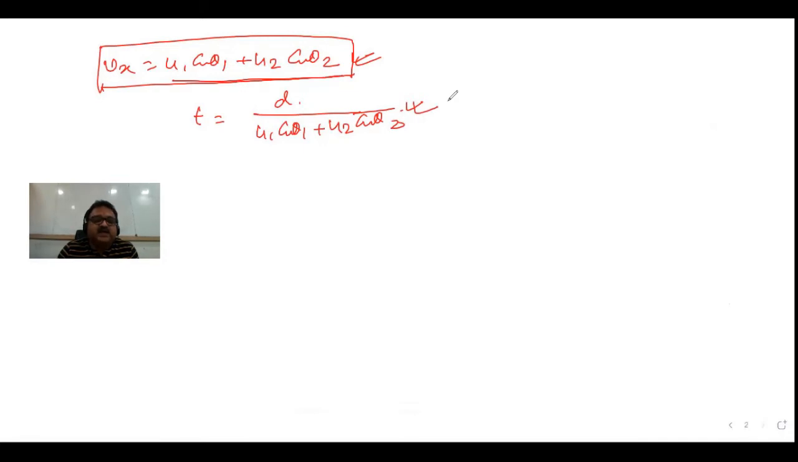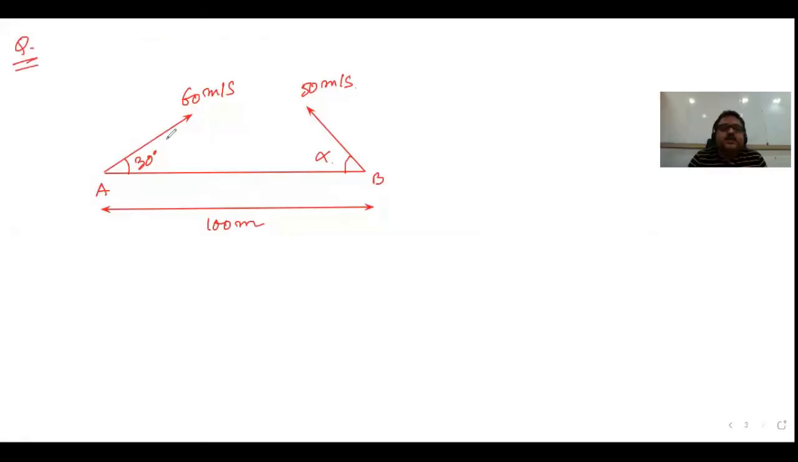So let us apply this thing in a question. The question is given: two projectiles are projected simultaneously from the points A and B. One makes an angle 30 degrees with the horizontal, another makes an angle alpha with the horizontal. One is thrown with a speed of 60 meters per second, another is thrown with a speed of 50 meters per second. Now the first question is find alpha. Okay, we'll handle the questions one by one. So for the first question, find alpha.